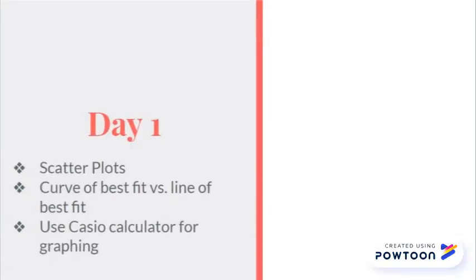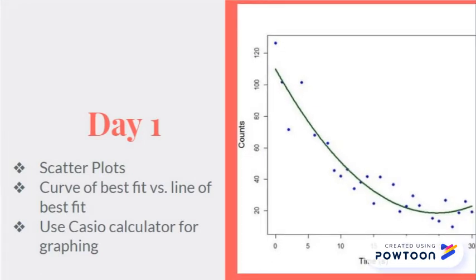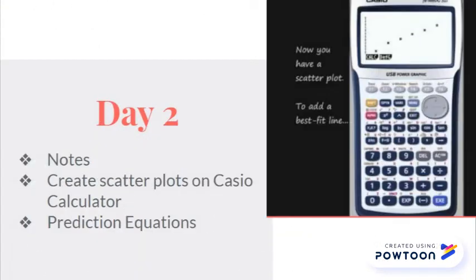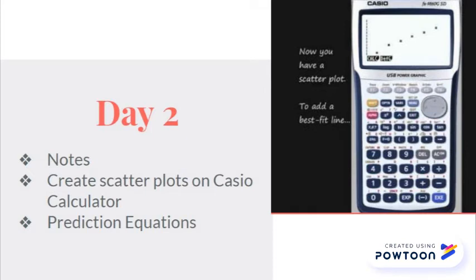On the first day of this lesson, students are learning about scatter plots, and then we dive into learning about the curve of best fit versus the line of best fit. They use their Casio calculators for graphing. The second day, we continue with notes and create scatter plots on the Casio calculator. Students also are learning how to create prediction equations and make predictions about the data.